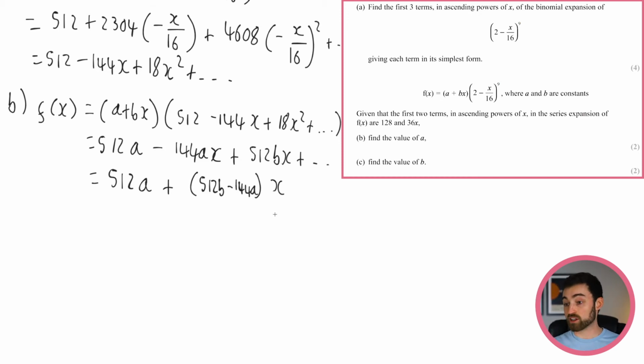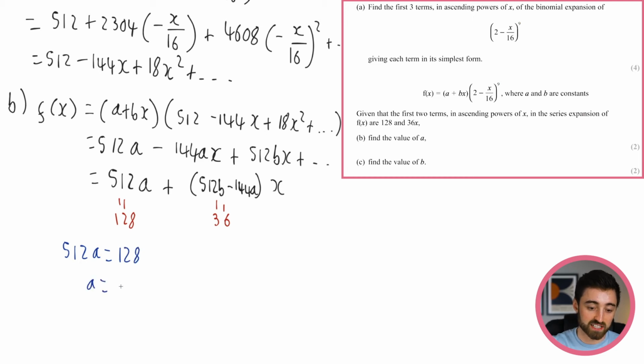Sick. Okay, and now we are told that the first term is 128. In other words, this must equal 128. And then the second term is 36x. In other words, this thing here must be 36. Not too bad, is it? Because all we do now is we say 512a is 128, which tells me that a is 128 over 512.